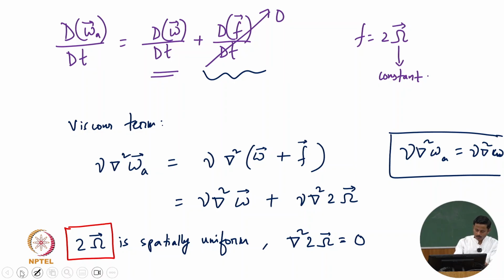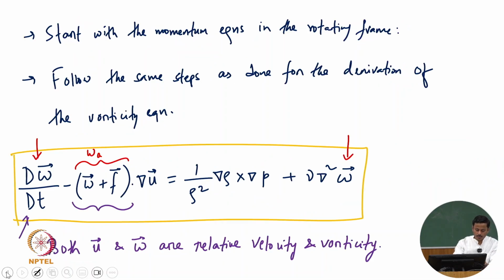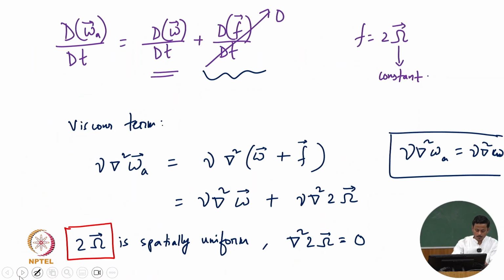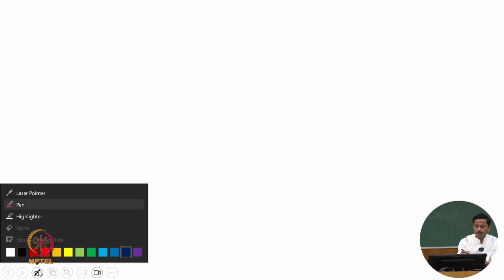So this is an intuitive explanation of why we end up only having the Laplacian term in terms of the relative vorticity rather than the absolute vorticity. There is one more term which needs an introduction in the case of geophysical flows, called potential vorticity.